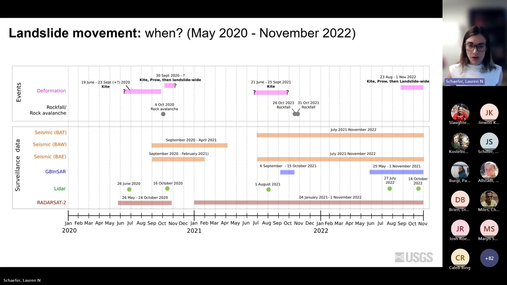Similarly, the ground-based InSAR was taken out in this winter period because we were worried about snow avalanche activity. And really, a multi-method approach allows us to fill in gaps where a given method fails for any number of reasons. So RadarSat, while it was acquired pretty continuously during this time, is really only useful during the summer months. So there's a lot of pluses and minuses to all of these data sets. And I'll also point out the LiDAR dates are there. It was collected 5 times, like I said before.